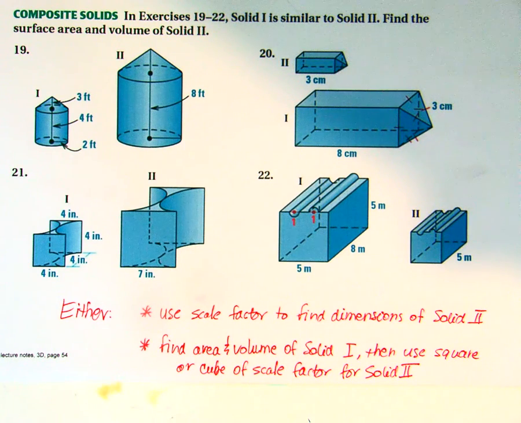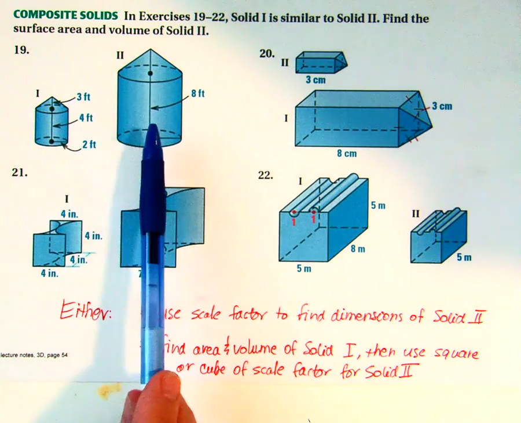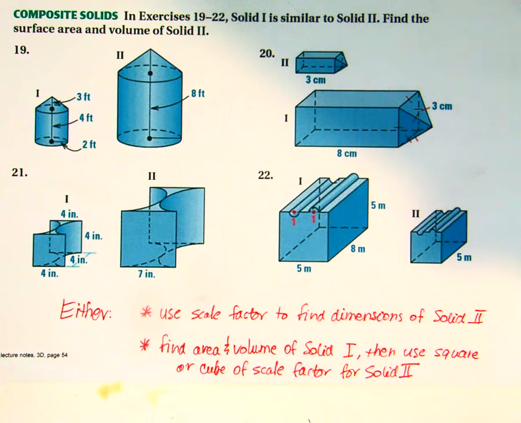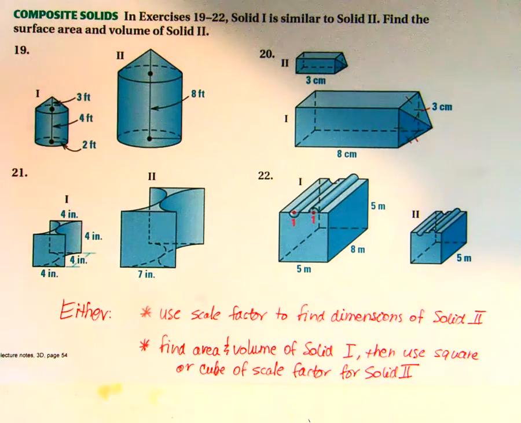Generally speaking, it's easier to use the square and cube of the scale factor because you don't always have enough information. Under these circumstances, for most of them, it'll work to do it either way, not all of them. Okay, so give them a try. Pause it and I'll show you the answers.